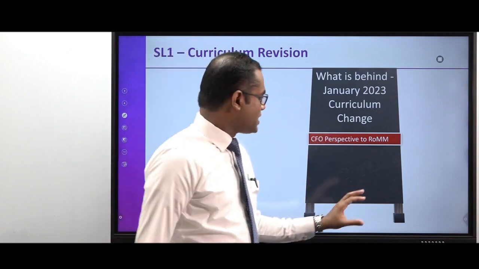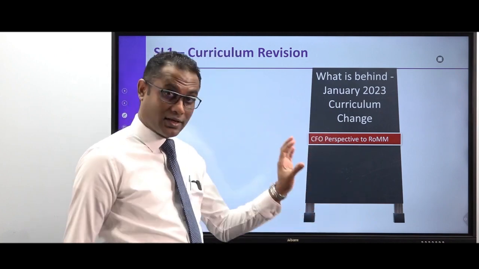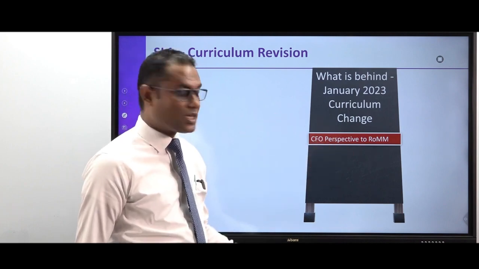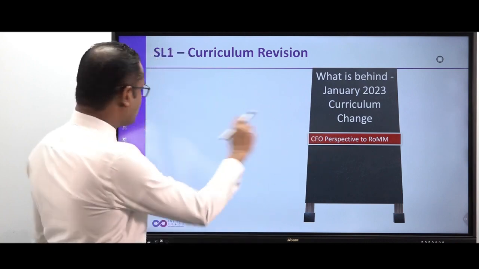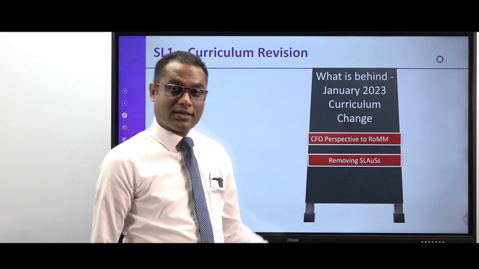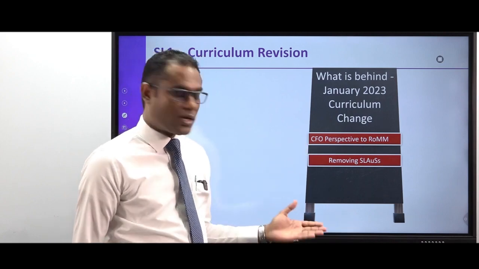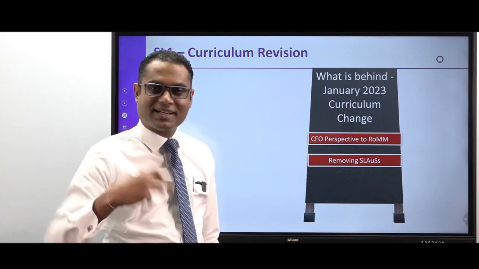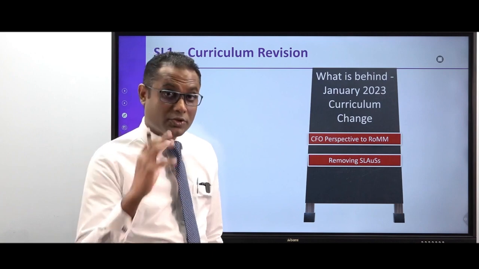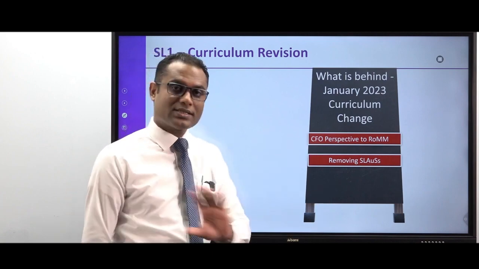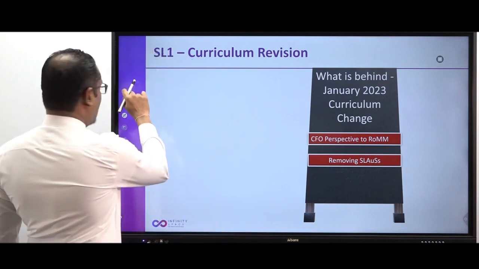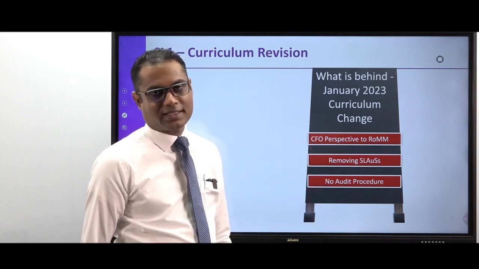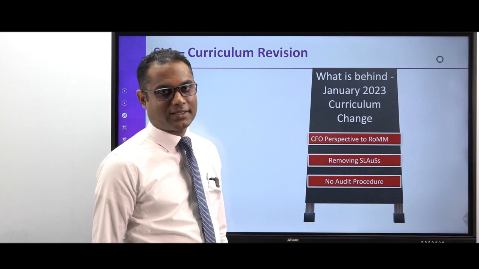So with the curriculum change, it looks at the CFO's perspective of identifying risk of material misstatements. There are learning outcomes included in your syllabus in terms of this matter. As I mentioned earlier, there were auditing standards tested in this paper. Now those have been removed. But basic knowledge about auditing is important, like internal control, inherent risk, control risk. You should know about these concepts, but auditing standards are not going to be tested directly. As well as audit procedures have been taken out from the paper SL1 with this curriculum change.